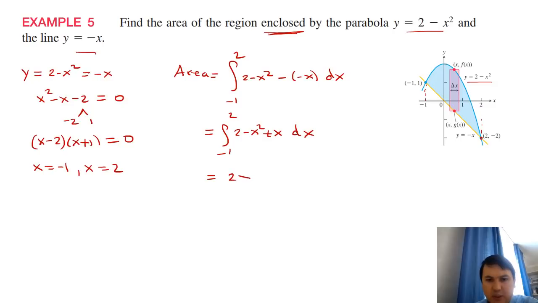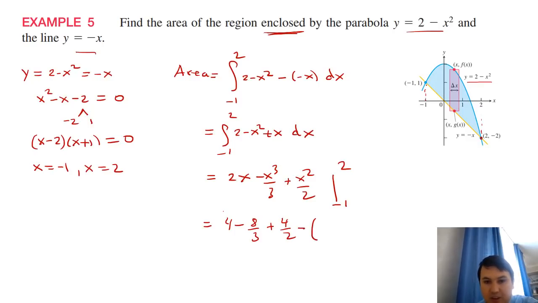Anyway, so the antiderivative here is 2x minus x cubed divided by 3 plus x squared over 2 evaluated from minus 1 to 2. Well, at 2 this is 4 minus 8 over 3 plus 4 over 2. At minus 1 this is going to be minus 2x, so you subtract. So let's be a little careful. So minus, here it's minus 2, at minus 1 this is plus 1 over 3, at minus 1 the last one is 1 over 2, right?